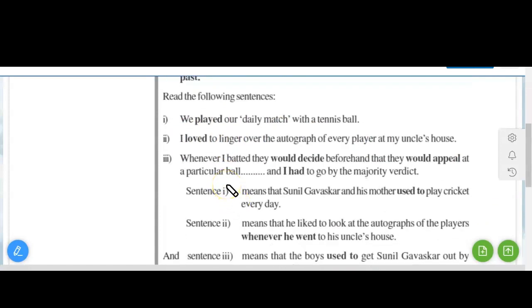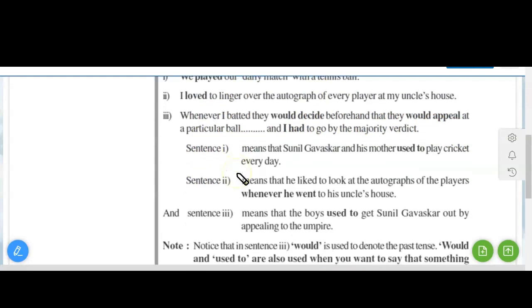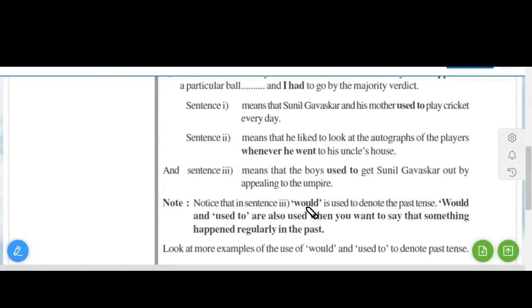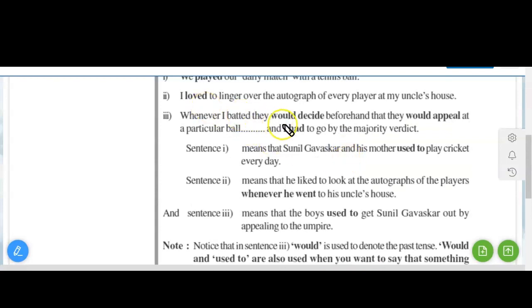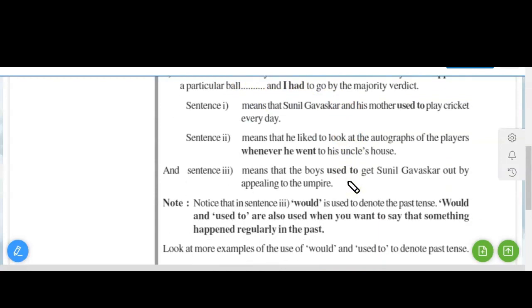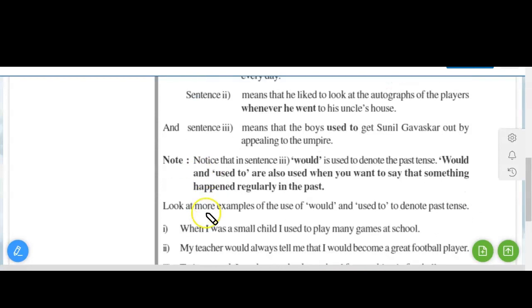Next one is, whenever I batted, they would decide beforehand that they would appeal at a particular ball and I had to go by the majority verdict. Sunil Gavaskar and his mother used to play cricket, that already we have seen. In the same way, the third one also, the activity was happening in the past. Notice that in the third sentence, would is used to denote the past. Would decide. The words would and used to are also used when you want to say something that was happening regularly in the past. Let's check the examples of those.